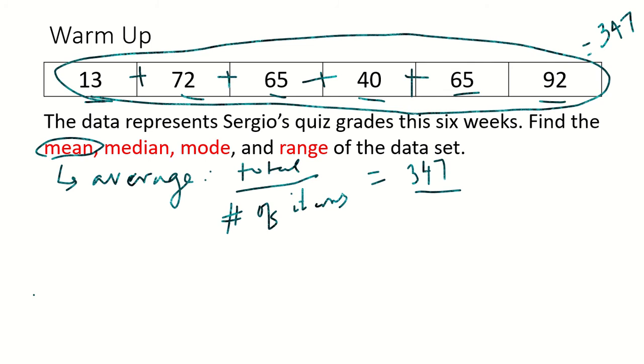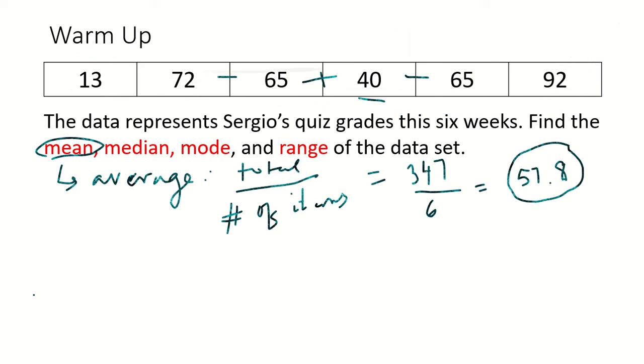Divided by how many actual quizzes there are, the number of items here. There's 1, 2, 3, 4, 5, 6. There were 6 quizzes. So 347 divided by 6, we get 57.8. This is his average. The average of all of his quiz grades, including the high grades, the low grades, and the middle ones, his quiz average is about 57.8. Okay, so not so good. And that is what mean is, also called the average.